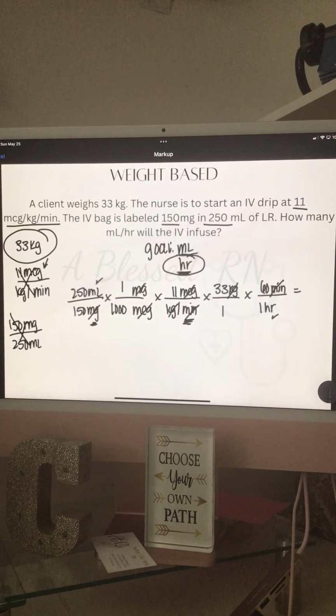Okay, so what am I supposed to be doing? I'm supposed to be getting the answer. So this is when the calculator trick comes in handy for real, with these long weight-based problems. So 250 times 11 times 33 times 60, divide. So you see it's like 5 million something, right? Keep going, it'll get smaller. So we hit divide 150, divide 1,000, 1 and 1. Boom. So that's it. Equals 36.3 milliliters per hour.